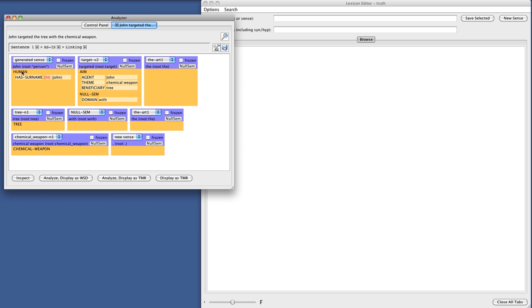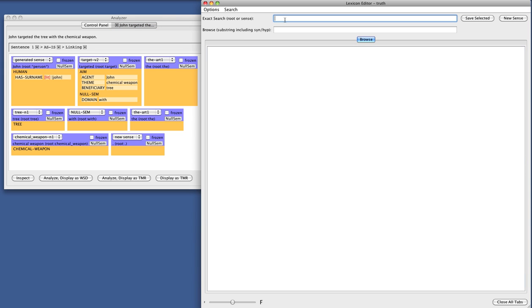Here, John has mapped to a human with surname John, and target has been mapped to aim with an agent of John, a theme of chemical weapon, and a beneficiary of tree. It is also null-semmed with. What this means is that with will not receive any semantic interpretation in the final result of the system.